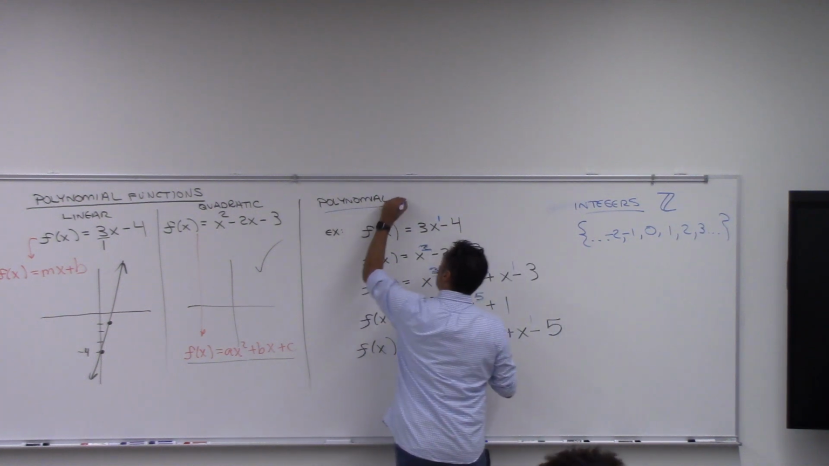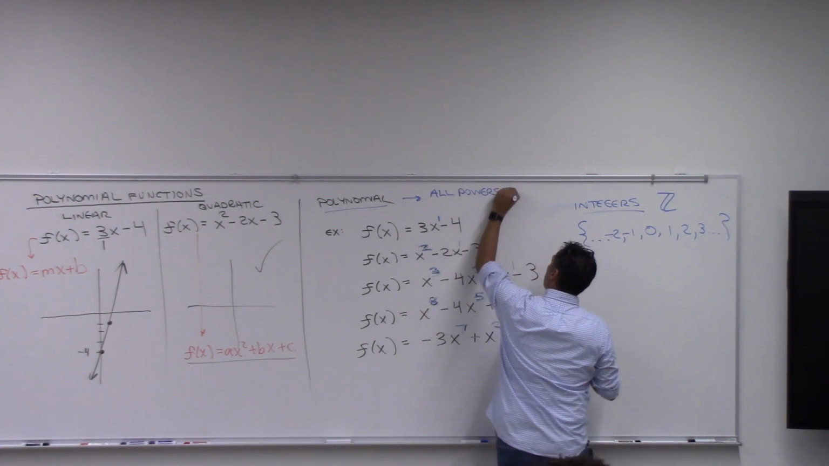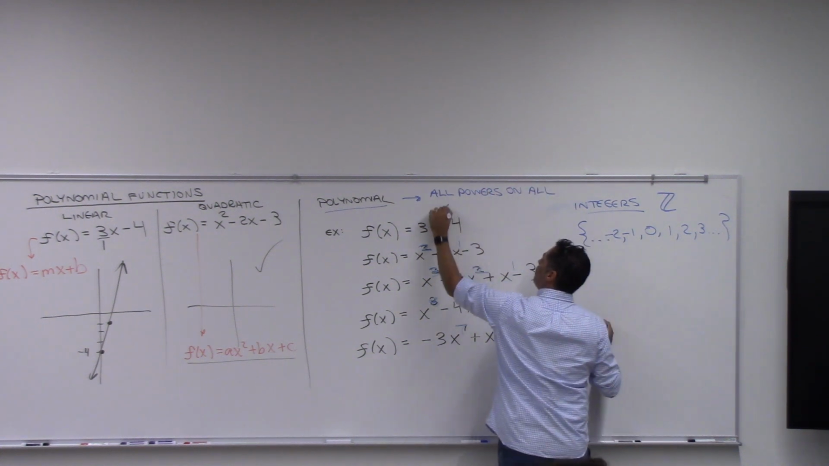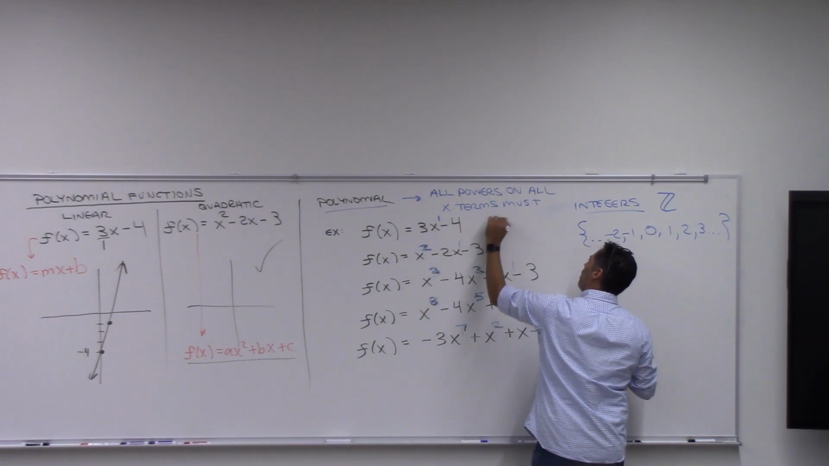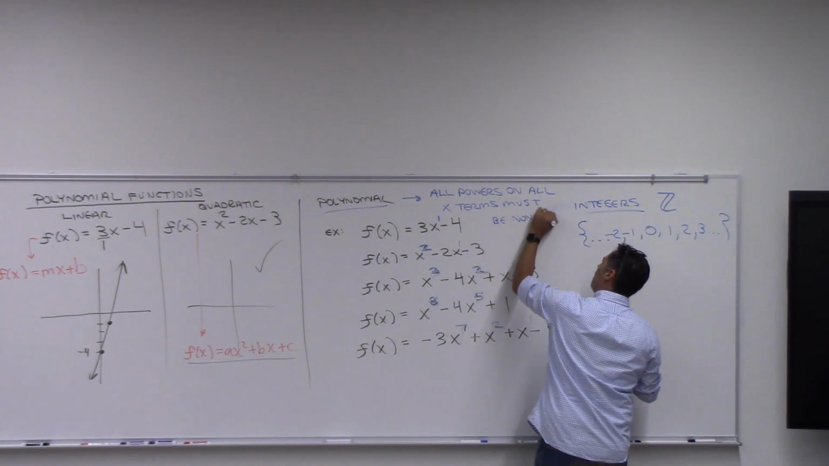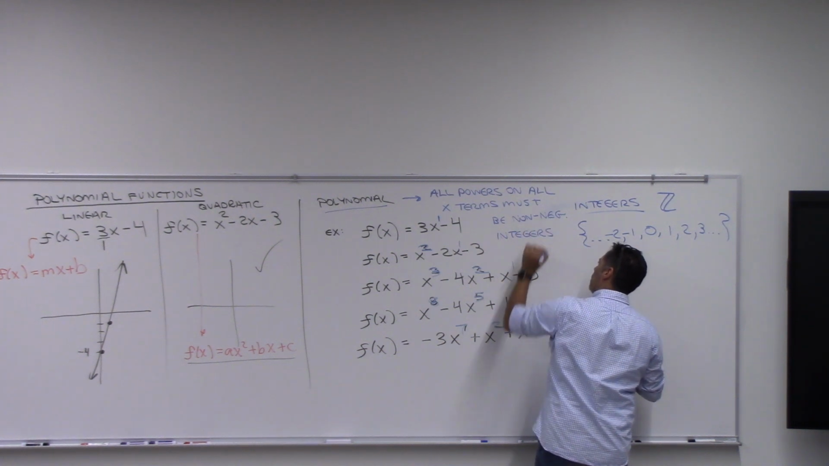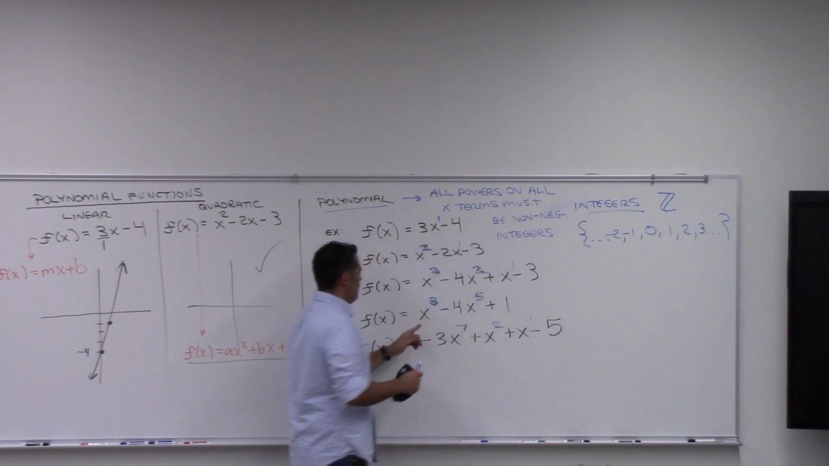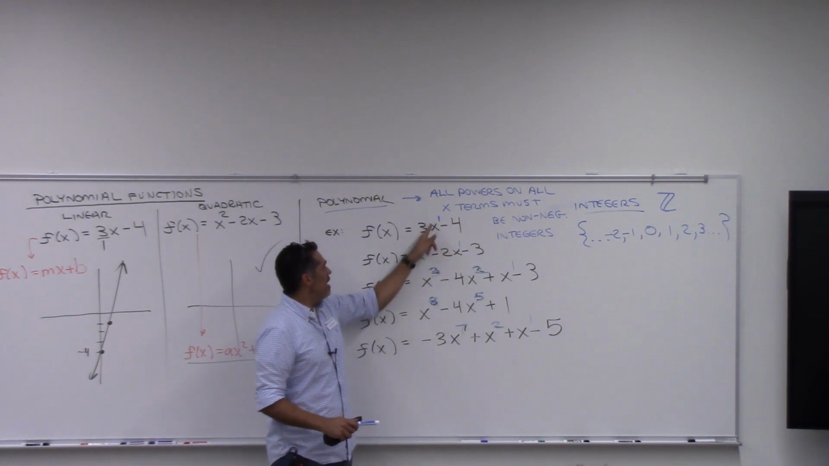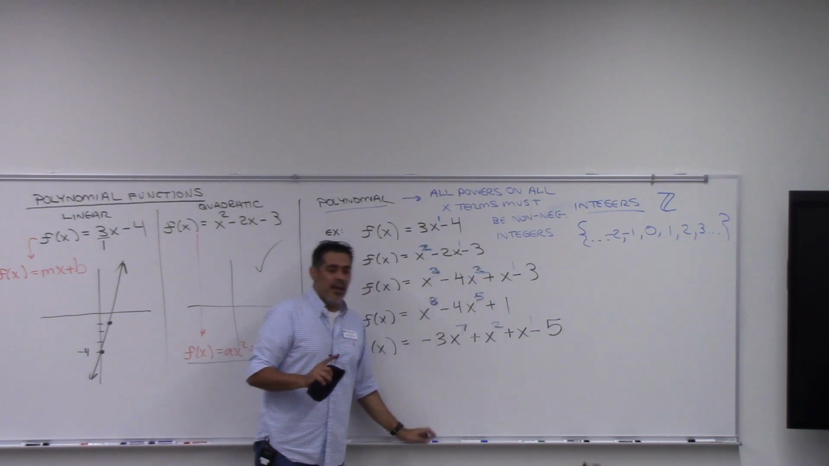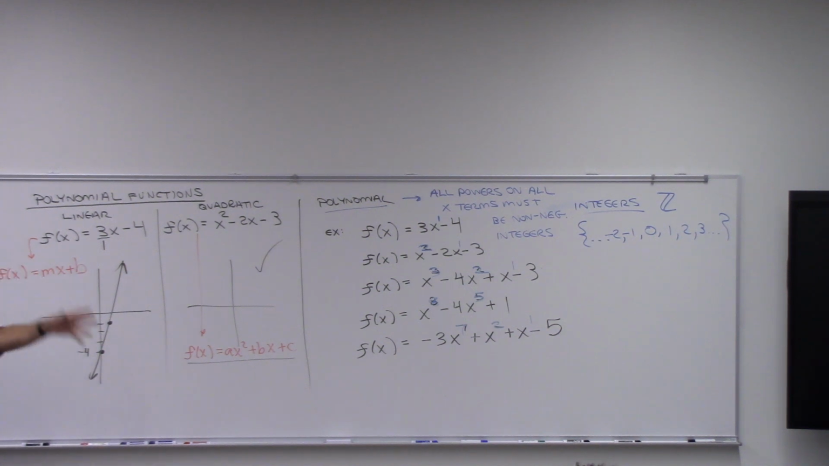To be a polynomial, all powers on all x terms must be non-negative integers. If I put a negative up here, if I made one of these powers like -7, or -2, or -1 or something, it would no longer be a polynomial function. It would be something else, which you will study in Calculus 1.